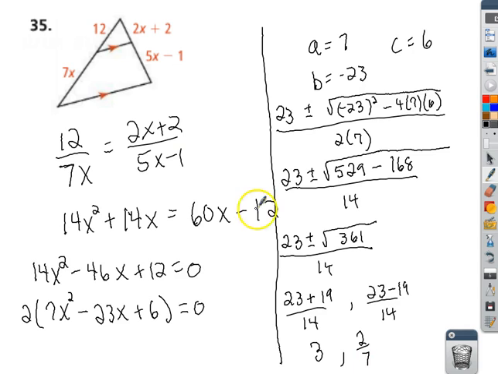So actually, there were 2 different solutions to this problem. Either 3 or 2/7 would work. So if you get 2 positive answers, they're both acceptable. If you get 2 negative answers, that means the problem didn't have a solution. Everybody okay with that?